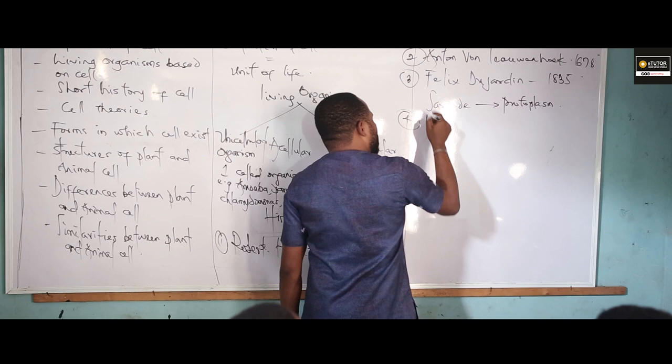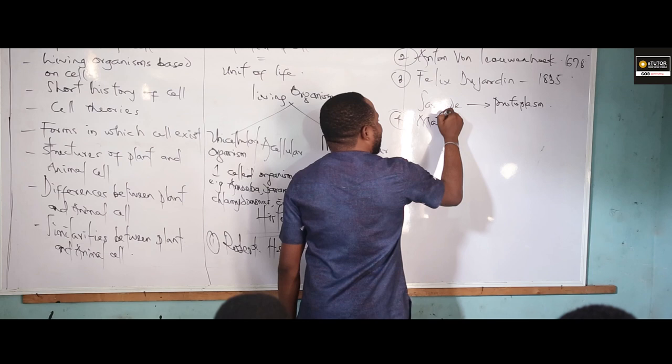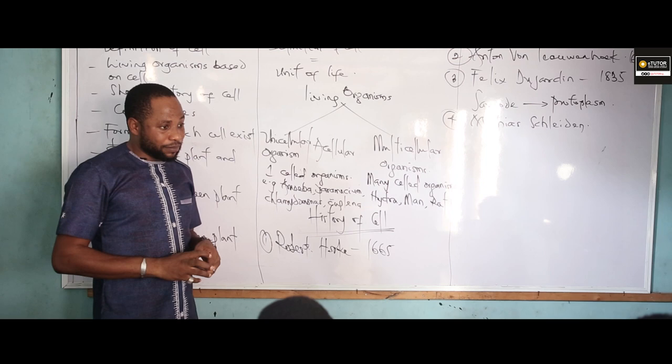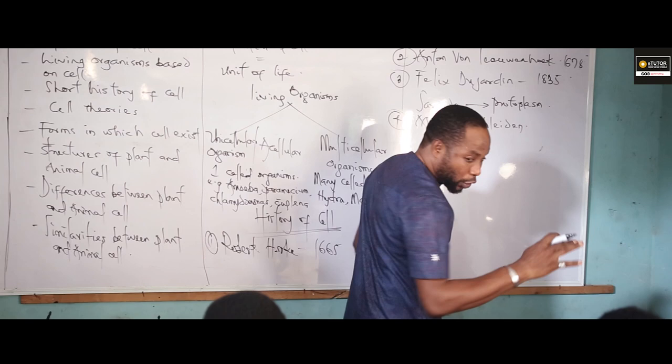Then after that, another man called Matthias Schleiden. He was a German botanist. Are you getting me now? He's from Germany. He was a German botanist, and he worked on plants.